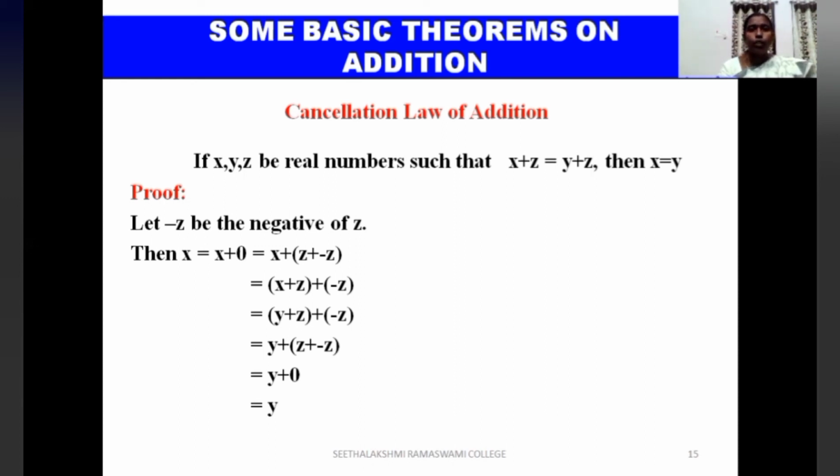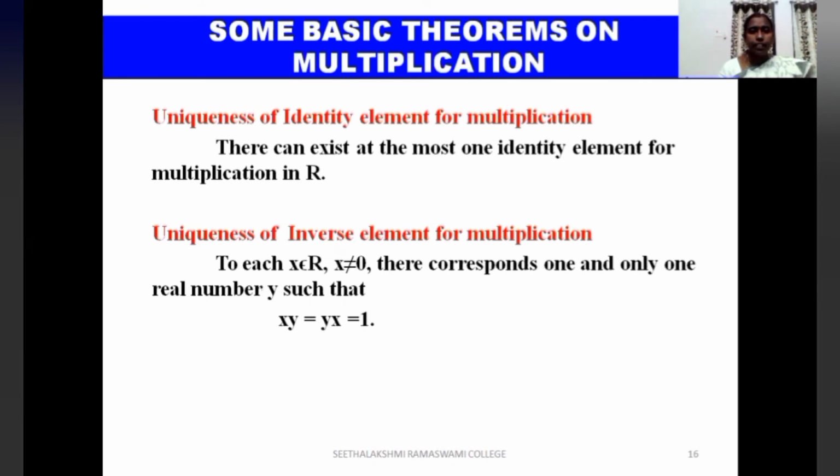Next, move on to some basic theorems on multiplication. First theorem, uniqueness of identity element for multiplication. There can exist at the most one identity element for multiplication in R. Next theorem, uniqueness of inverse element for multiplication. To each x belongs to R, x is not equal to 0, there corresponds one and only one real number y such that xy equal to yx equal to 1.